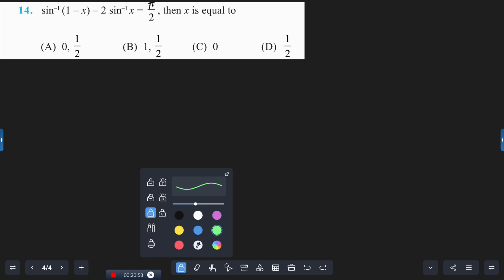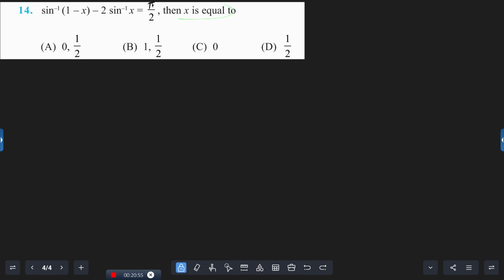Right? Listen. Here they are asking the x value, means solve. They asked to solve this question. Listen, children. Sine inverse of 1 minus x minus 2 into sine inverse x is equal to pi by 2. We have many ways to solve, but this 90 you have to use wisely. That is very important.